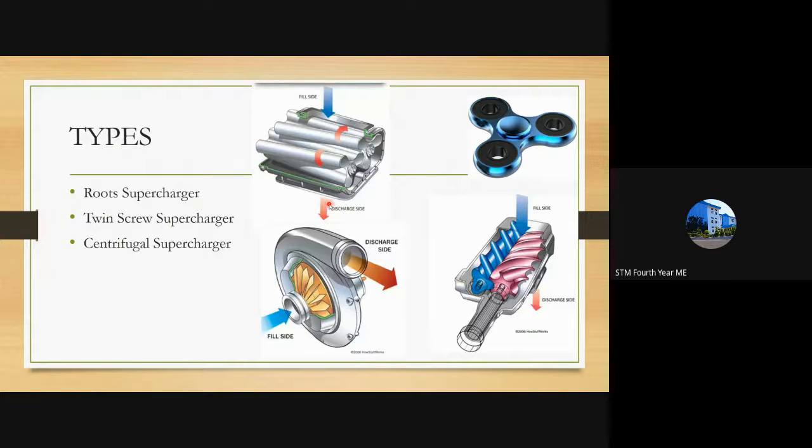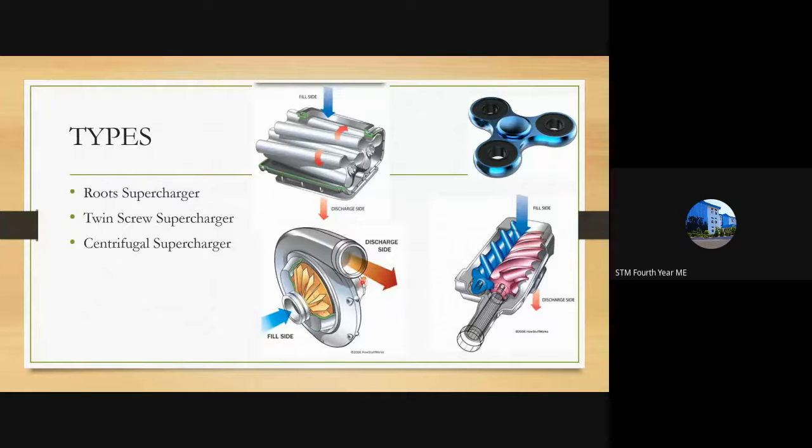Okay, then comes the centrifugal supercharger. So in a centrifugal supercharger, this is the most commonly used type of supercharger. So what happens is, you can see the air intake and the exit. Okay, there is a vane or a turbine provided here, this compressor or this turbine works by coupling it with the engine.